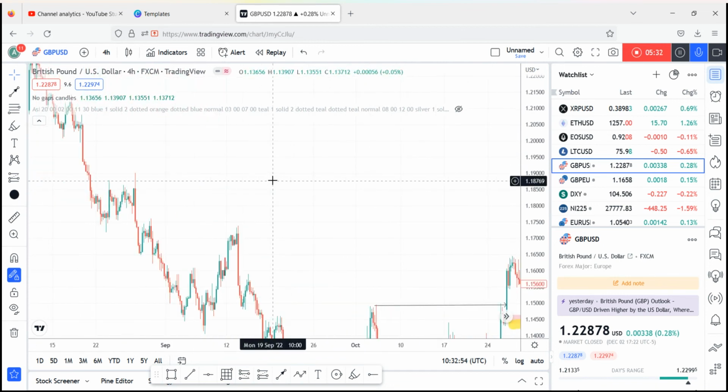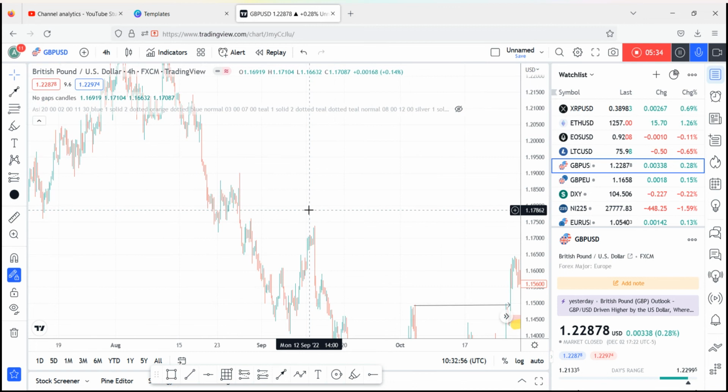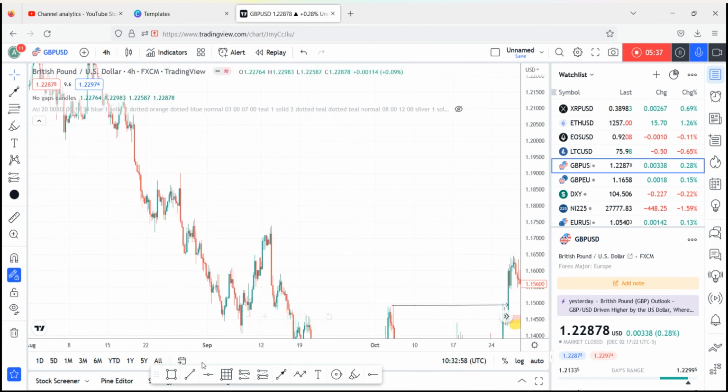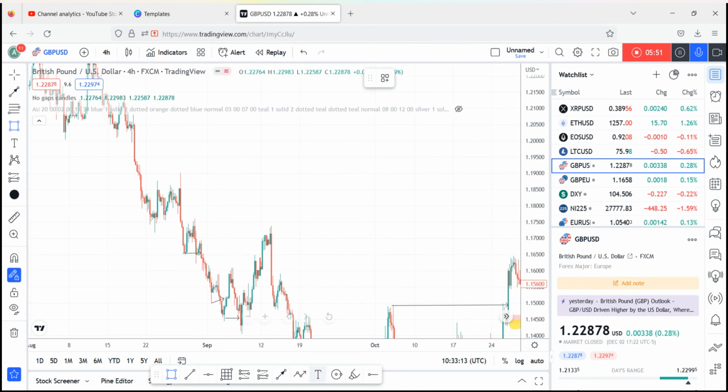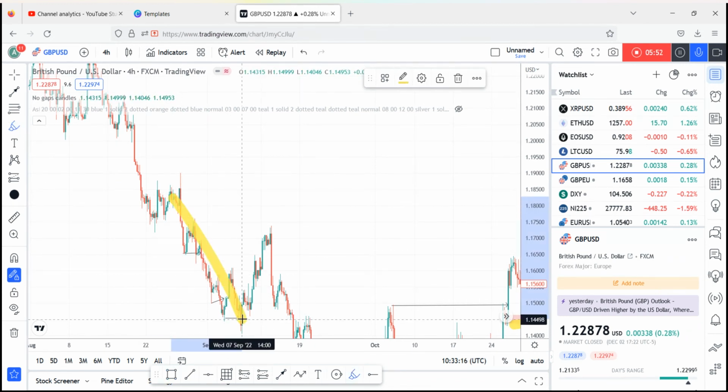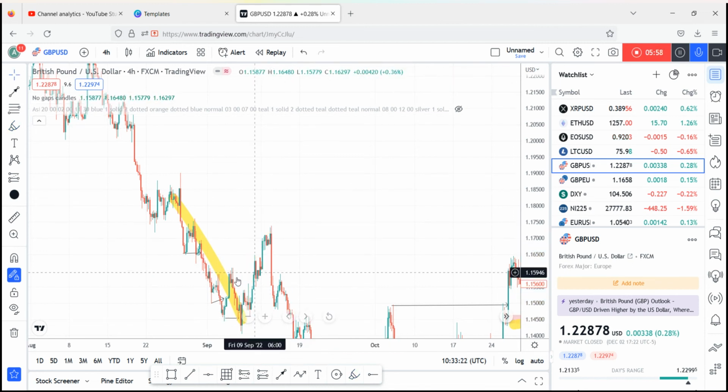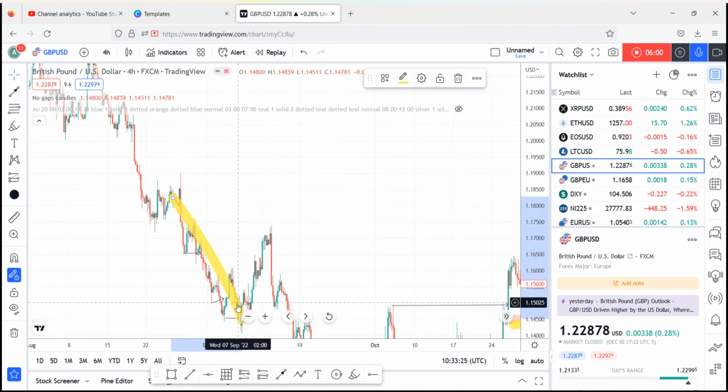So this, and now we will see some of you guys mark this as a break of structure, this as a break of structure, and this as a break of structure. But actually, this was the high. This is not a break of structure. This is a single leg. This is a single move, right? This is not a break of structure. So you should mark your break of structure like this.